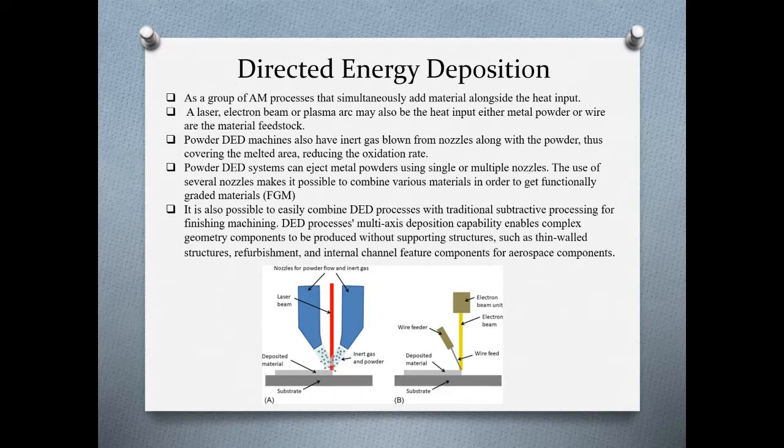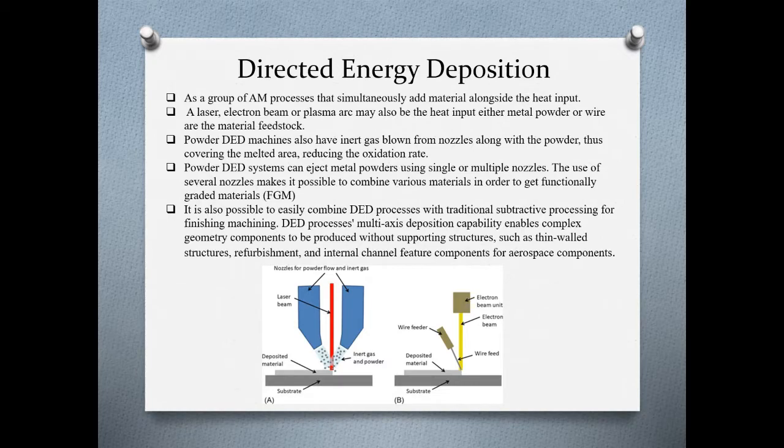Next, powder DED machines also have inert gas blown from nozzles along with the powder, thus covering the melted area, reducing the oxidation rate. The powder DED system can eject metal powders using single or multiple nozzles. The use of several nozzles makes it possible to combine various materials in order to get functionally graded materials, FGM. And it is also possible to easily combine DED processes with traditional subtractive processing for finishing machining.